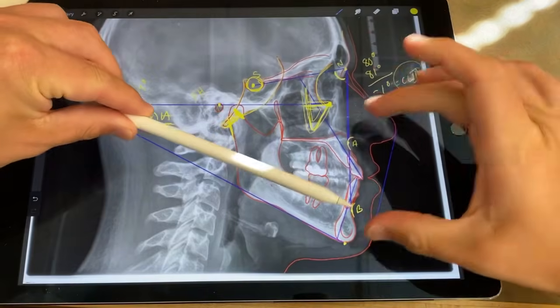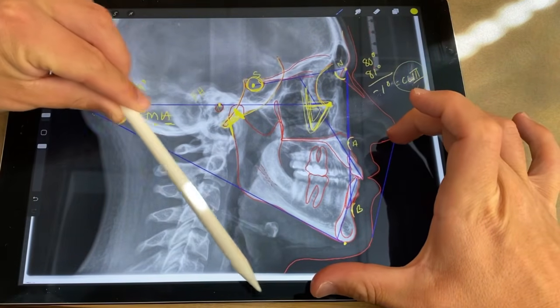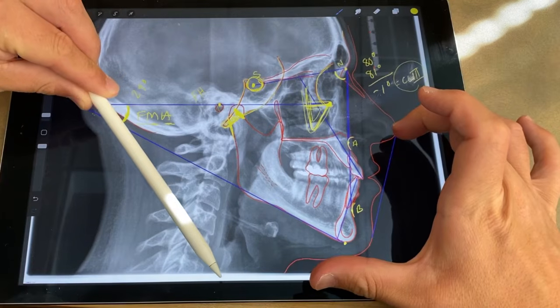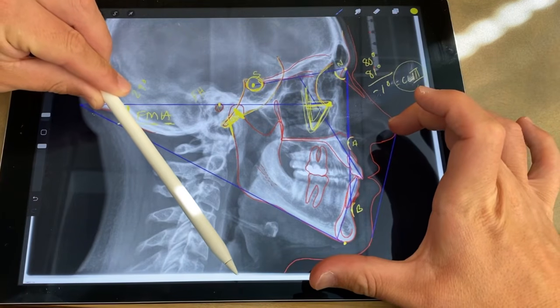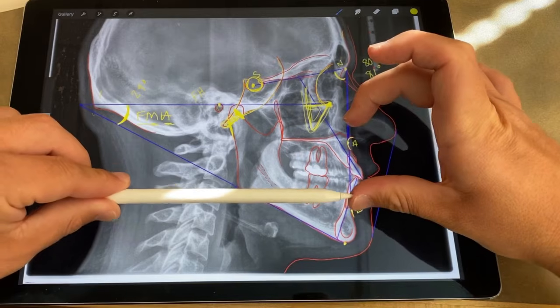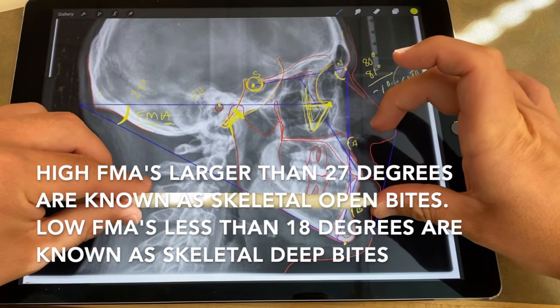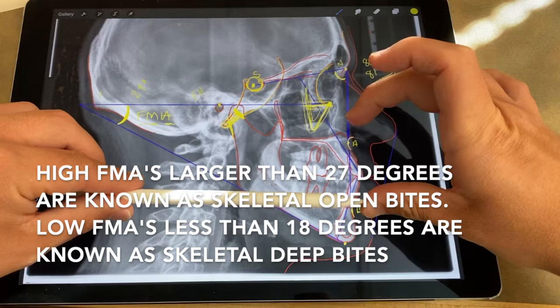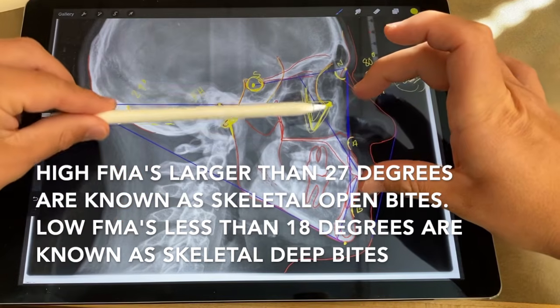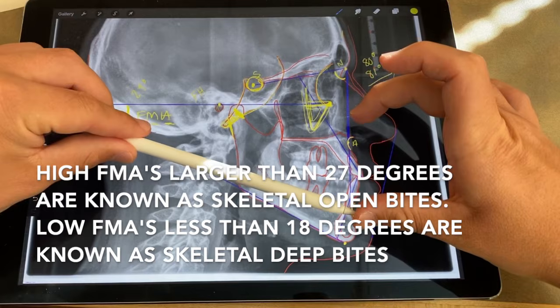But if my lower face were longer, that line would be down more, and this may be a steeper angle, might be like 35 degrees. Or if I had a short lower face, it might be lower, like 10 degrees. So a deep bite, short face, brachyfacial patient will have an FMA of like 10 to 20. An average would be 25.